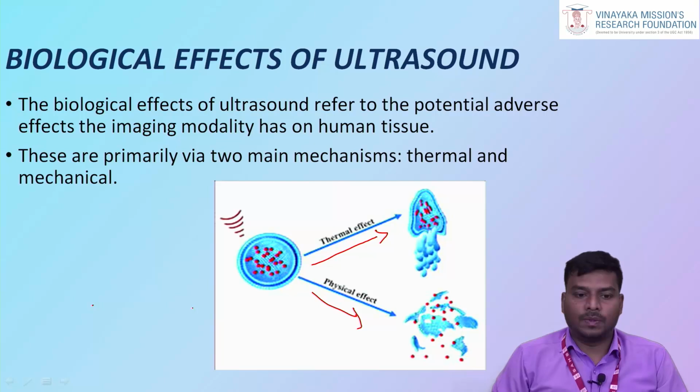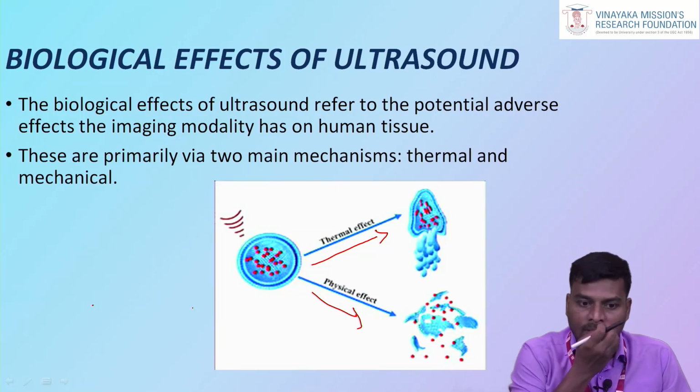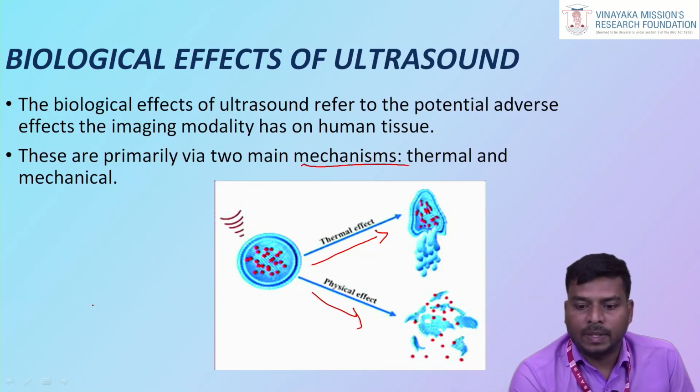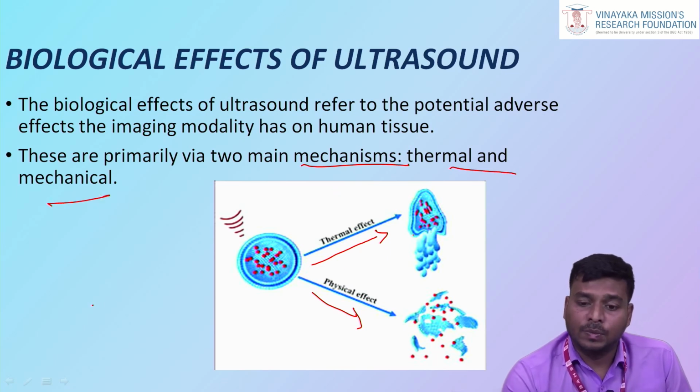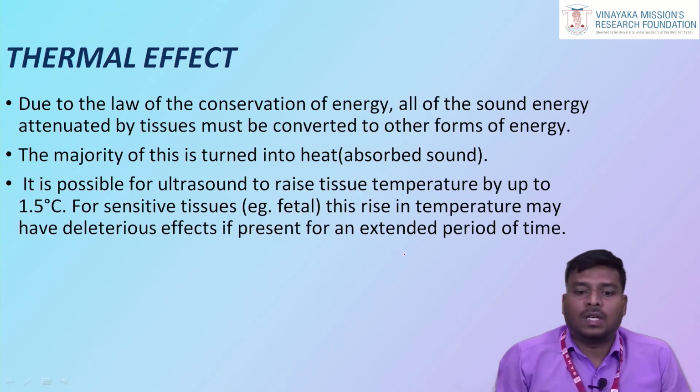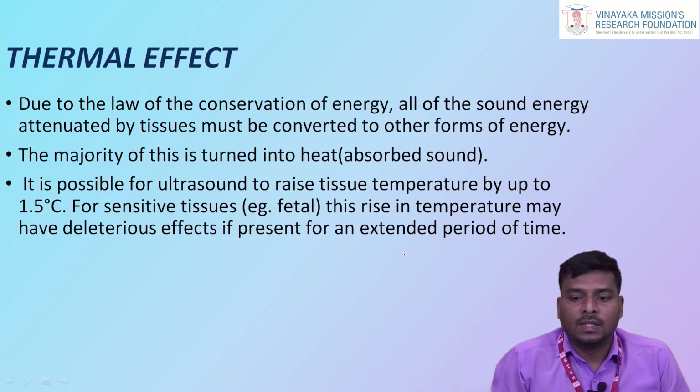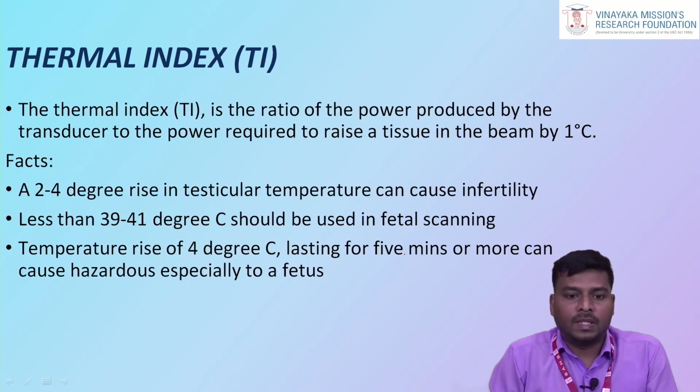Second, we discussed the biological effects of ultrasound. There are two main mechanisms, thermal and mechanical, and both affect the human tissues. First, we discussed the thermal effect. Due to the law of conservation, the energy of sound waves attenuated by the tissue is converted to another form of energy. That other form of energy is measured by the thermal index.